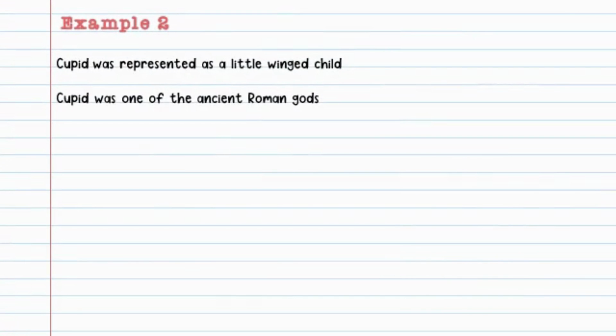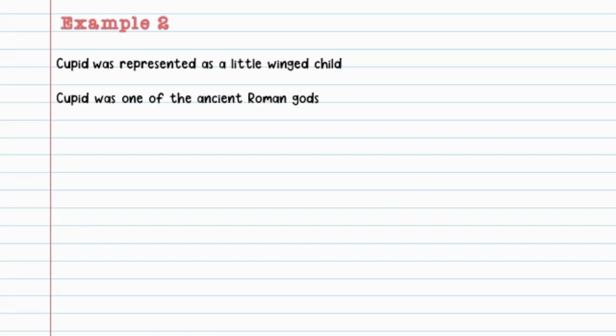Okay, I'll give you another example. Cupid was represented as a little winged child. Cupid was one of the ancient Roman gods. So which one will become the additional information? Well, not all people know about Cupid, right? And the second one clearly states that Cupid was one of the ancient Roman gods. So of course, the second sentence will become the additional information.